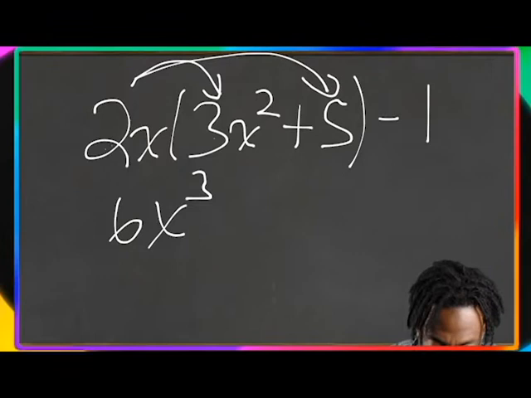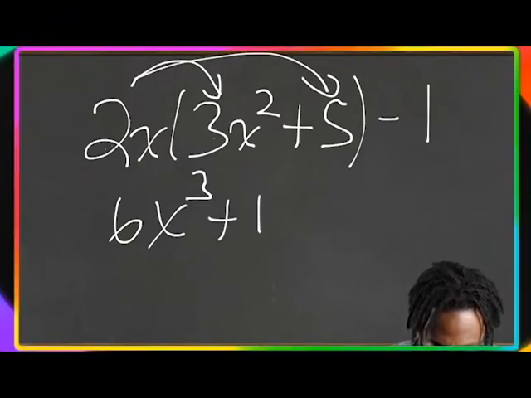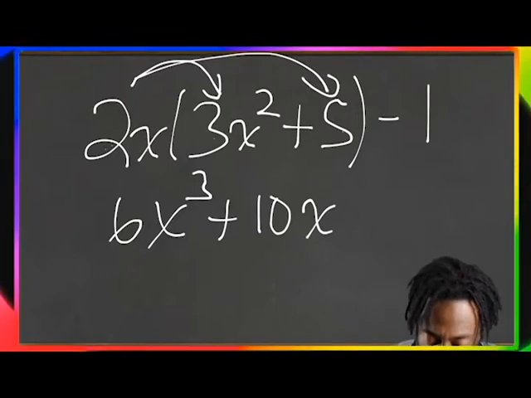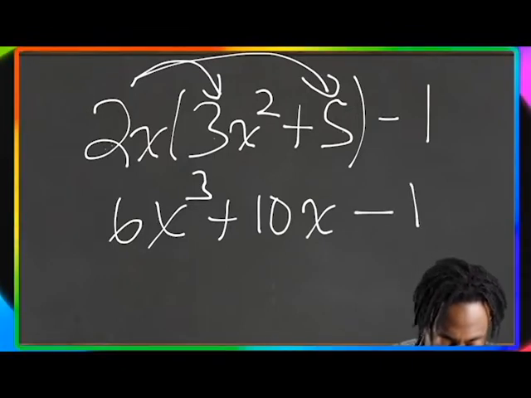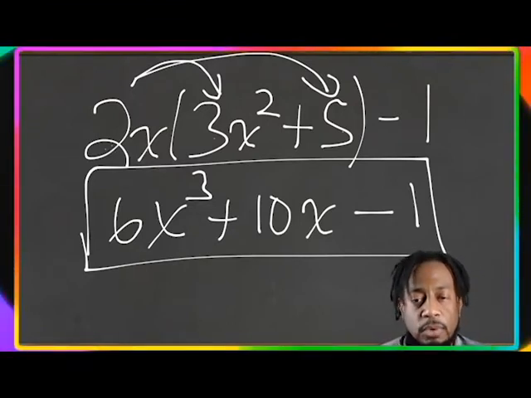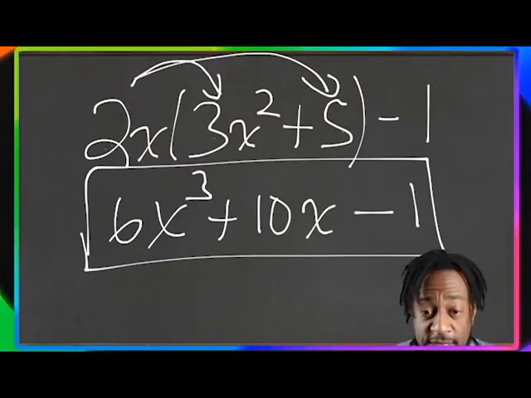All right. 2x times 5, 2 times 5 will give you a positive 10. How many x's do you have? X. What do you have at the end? Negative 1. Box it up. Ship it out. All right. That's the first one. I hope you did real good.